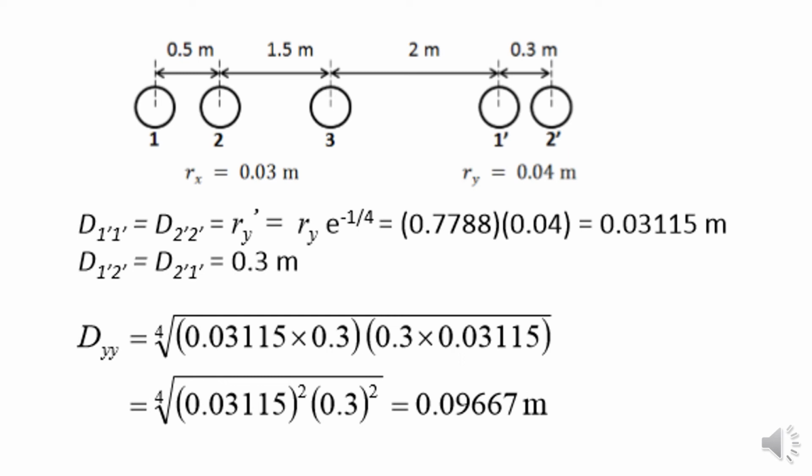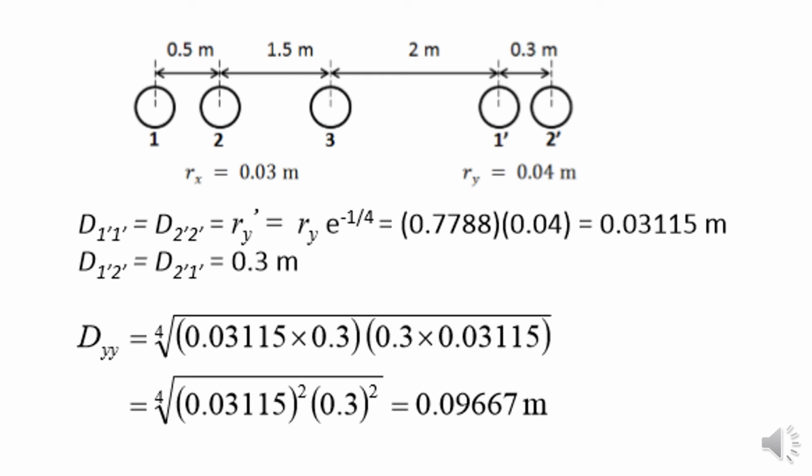which gives 0.03115. Then D1 dash 2 dash is the same as D2 dash 1 dash, because it is the distance between 1 dash and 2 dash, equal to the distance between 2 dash and 1 dash. It is given here, it is 0.3. Okay, so likewise substitute everything into the previous equation. Dyy, so we are finding the GMR of conductor y.